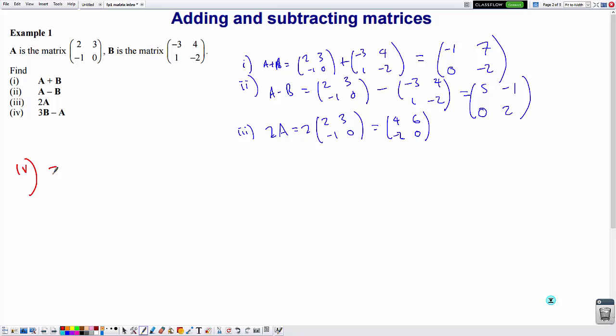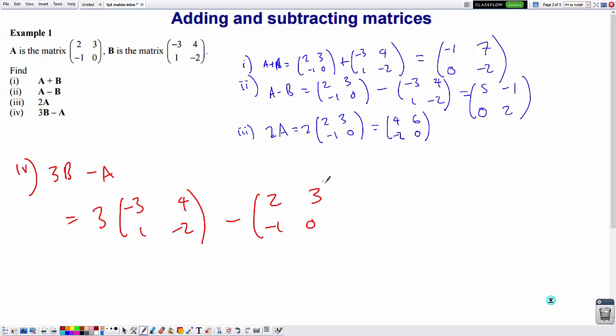So let's do 3B minus A. That's simply 3 lots of 2, 3, minus 1, 0, that's 3A. I did 3A there. So it's 3 lots of minus 3, 4, 1, minus 2, minus 2, 3, minus 1, 0. And when doing this, you can multiply this all by 3, or you can just do it element by element. So you say 3 times minus 3, minus 2. So what's that? Let's work this out. 3 times minus 3 is minus 9, minus 2 is minus 11.